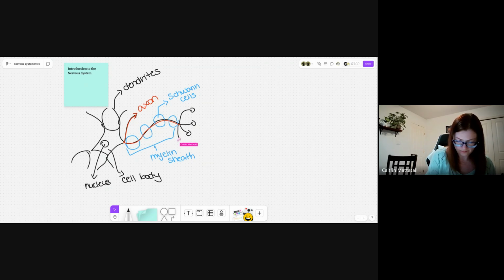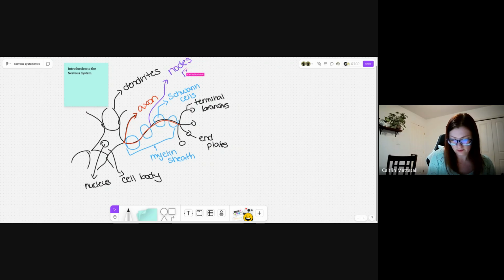Oh, goodness, sorry. Okay, at the end, we have these things called terminal branches. And these little circles at the very end are called end plates. And lastly, there's these little spaces in between these little bubbles. And these are called the nodes of Ranvier, or nodes of Ranvier, apparently.